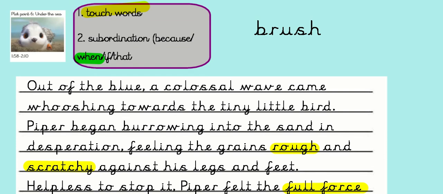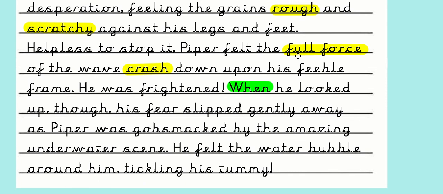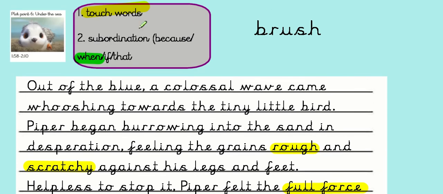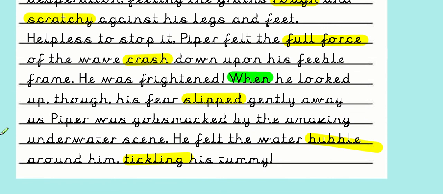Okay, so let's remind ourselves of our two writing challenges for today. Touch words like rough and scratchy, full force and crash. We've also got the words bubble and tickling, haven't we? We've even got the word slip. That's kind of like a feeling word. You can slip, it's quite slippy. I like that one as well. And then we've also had to use subordination. And you can see that I've used when here. When he looked up, his fear slipped away.